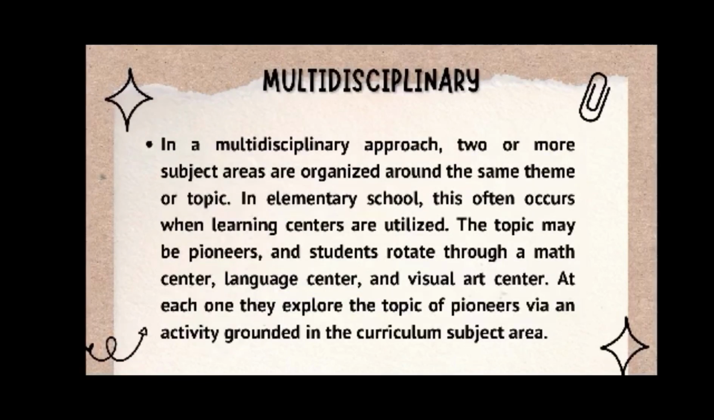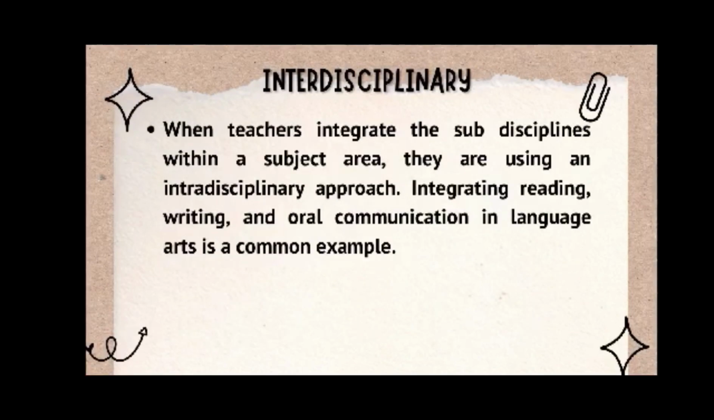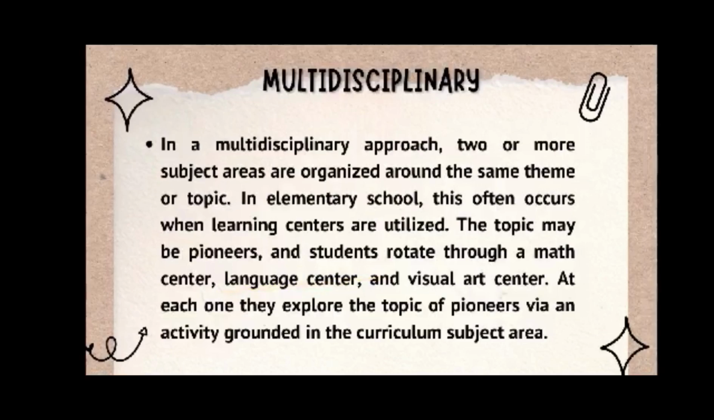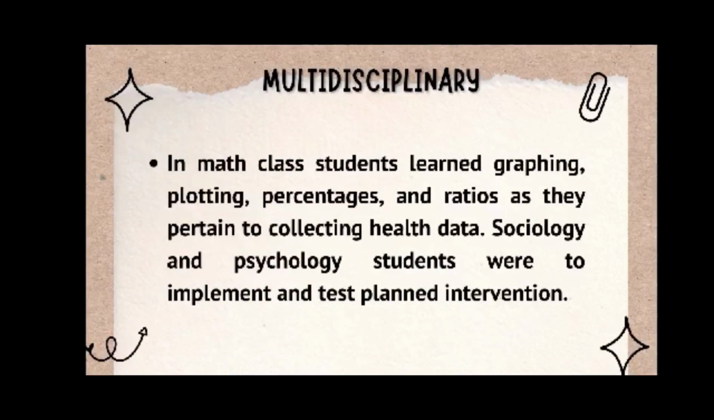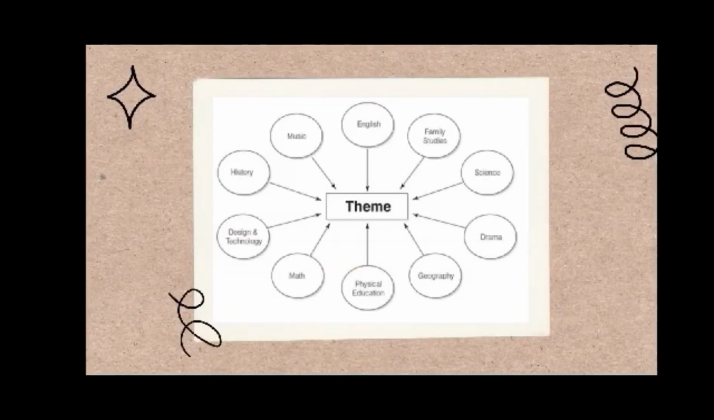So next, the multidisciplinary. From the word multi, so daghan, marami. The multidisciplinary approach is wherein there are many subjects or disciplines but without connection. So here in interdisciplinary, the two or more subjects have connection towards each other. But in multidisciplinary, there is no connection. Wa sila connection. Instead, those are the examples. Instead, they focus on theme.